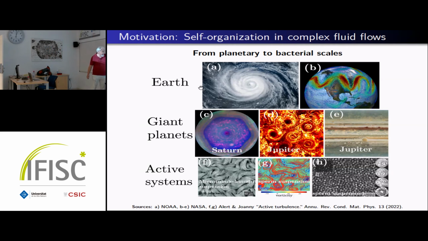For example, in this microtubule-kinesin suspension, or in a suspension of swimming sperm. And in some cases, you see in experiments that the system can essentially crystallize into a state of relatively well-organized vortices. And we'll talk about that also.